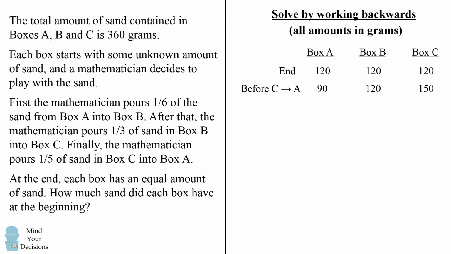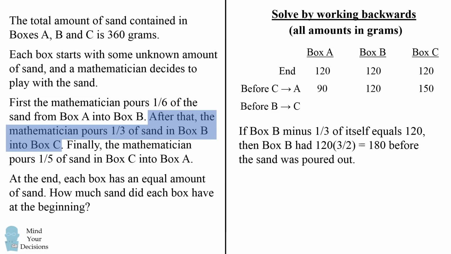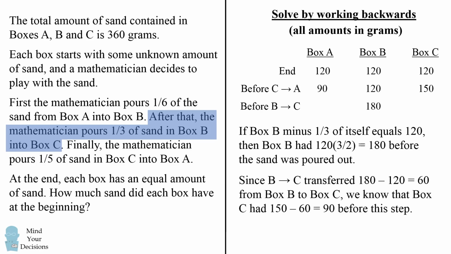Now, let's go one more step backwards. What happened before box B was poured into box C? If box B minus 1/3 of itself equals 120, then box B had 120 times 3/2, which equals 180 before this step. Furthermore, since this step transferred 60 grams from B to C, we know that box C had 60 fewer grams, or 150 minus 60, which equals 90 before this step. And box A was unaffected in this step, so it remained at 90.